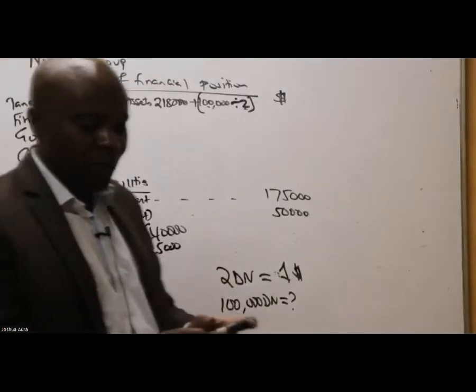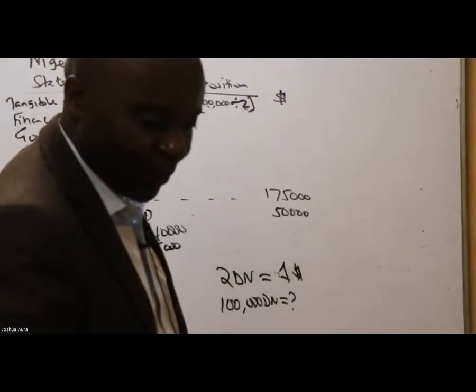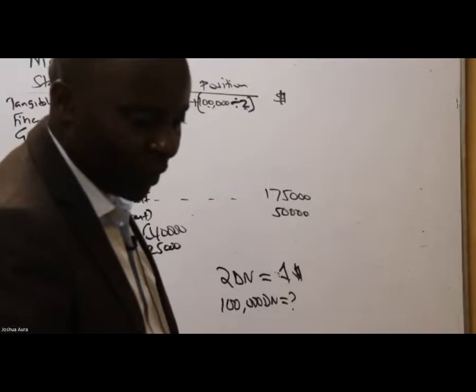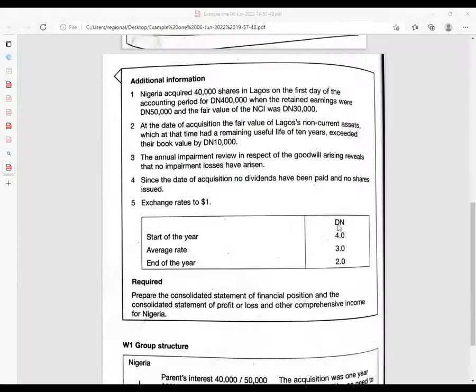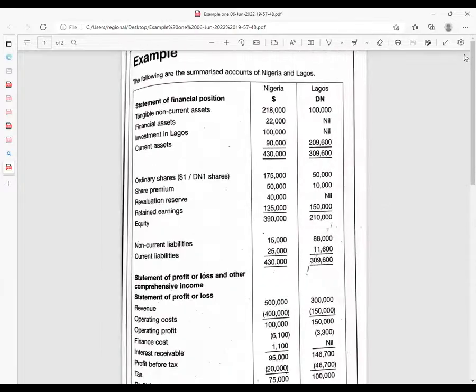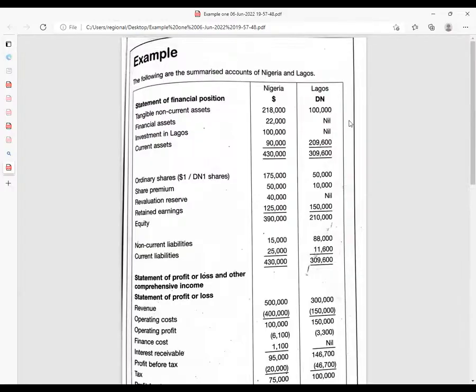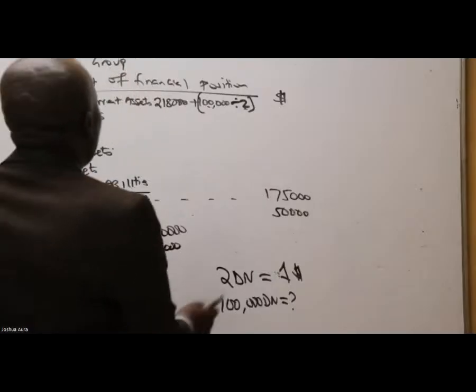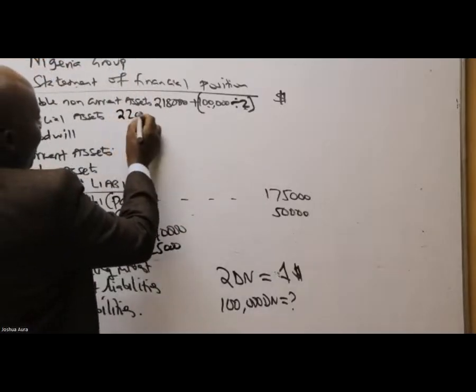Great. Now continue here. Go to the next item. The next item, ladies and gentlemen, is the financial assets. This is basically a free mark thing, because it is 22,000 plus 0. 22,000 plus 0 is free mark. I love free marks in group consolidation. So 22,000 here plus 0.